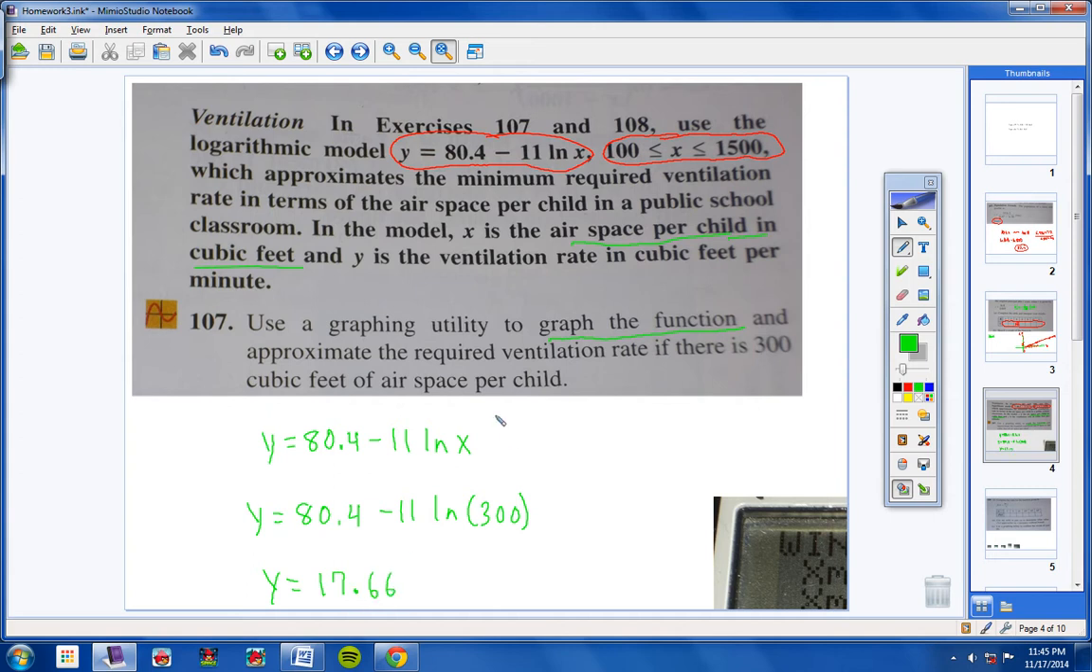Now don't forget what y is, okay? Y is the ventilation rate in cubic feet per minute. So there we go. So what we're learning here is a couple things. How to change the window in your grapher so that it fits the function that we're graphing. And then number two, you're learning how to decide which variable you substitute a number in for. Okay? Moving on to number 109.